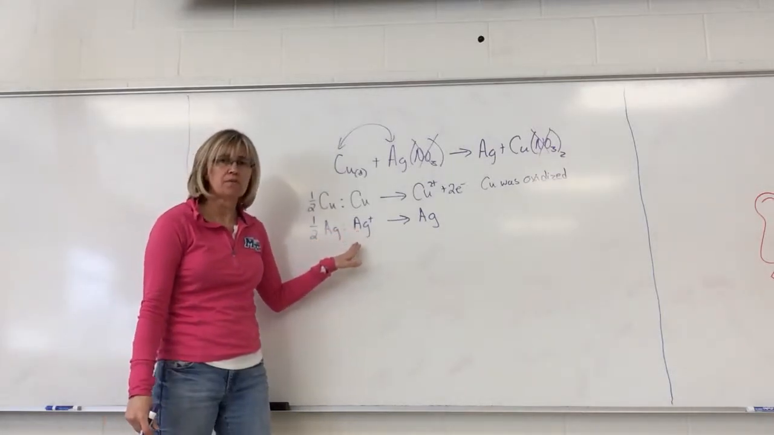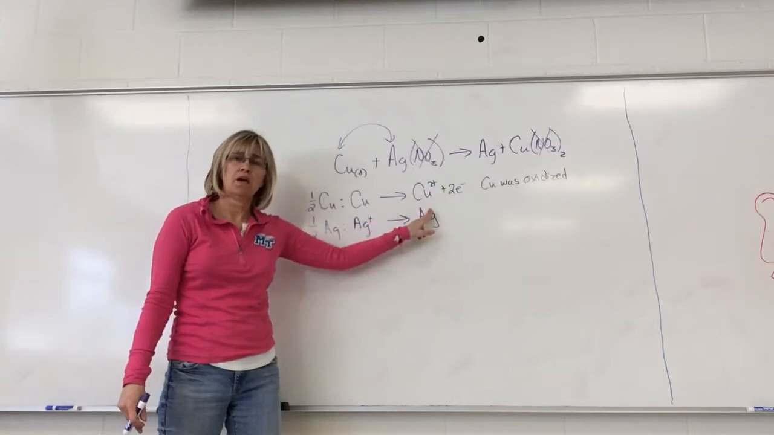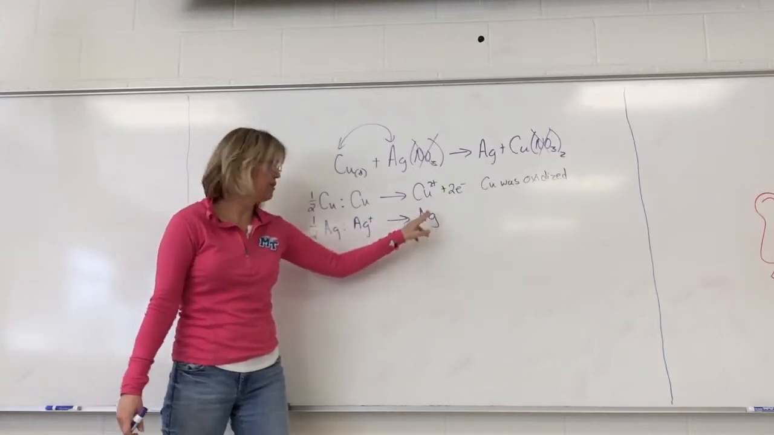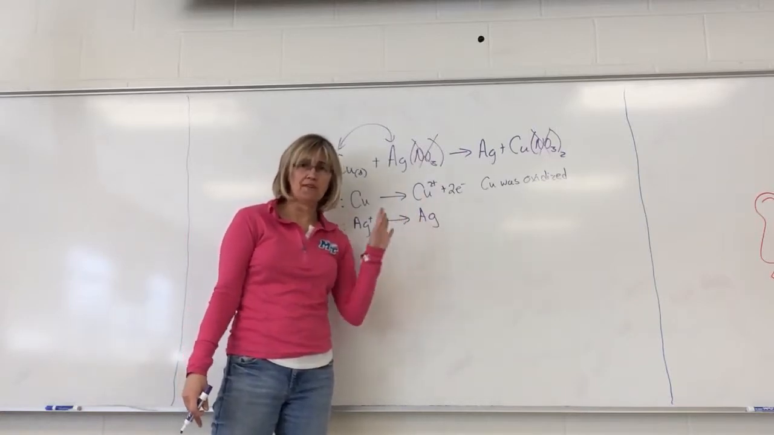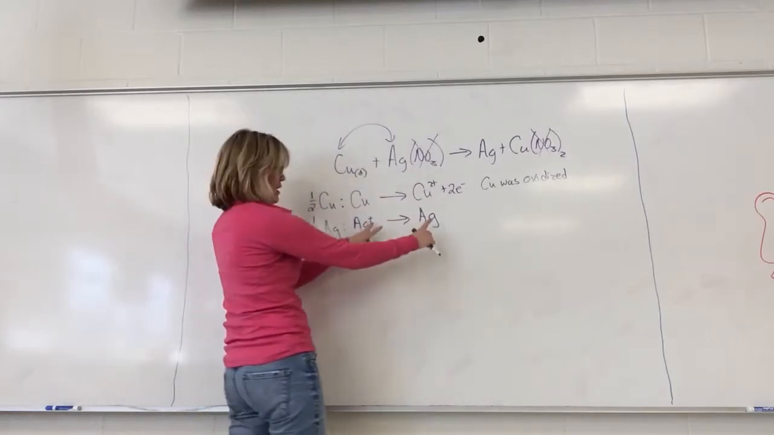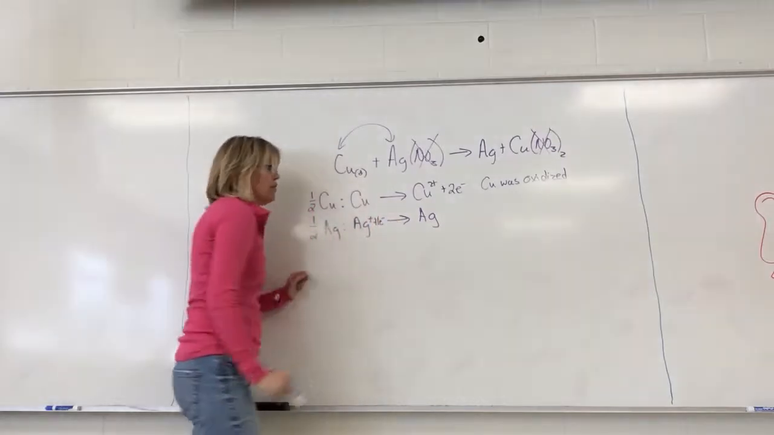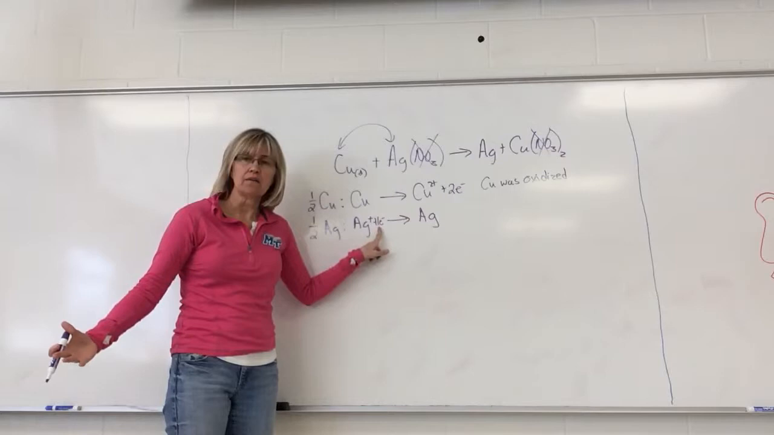Now we're going to look at what happened to the silver. The silver went from plus to 0. Okay, it became less positive. If it became less positive, it did so by gaining an electron. Right, the whole thing is a transfer of electrons. So how many electrons? Well, we have to balance that charge, don't we? So we put 1 electron over here on the reactant side.